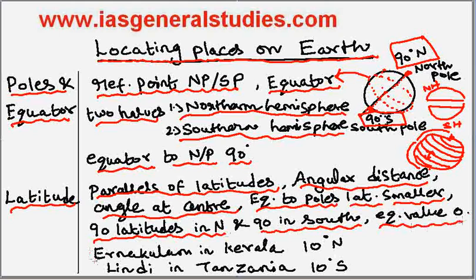Suppose we take two places, Ernakulam in Kerala and Lindi in Tanzania. Both are present at 10 degrees from the equator. To avoid confusion, we have to use 10 degrees north and 10 degrees south, because Ernakulam is present 10 degrees north of the equator and Lindi is present 10 degrees south of the equator.